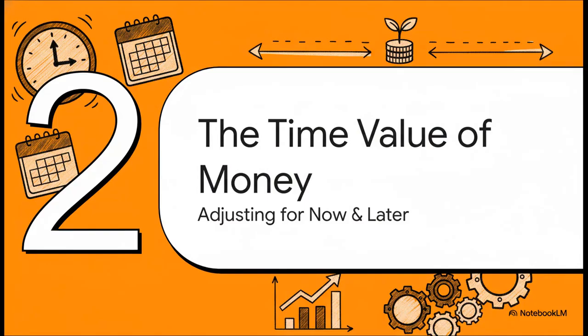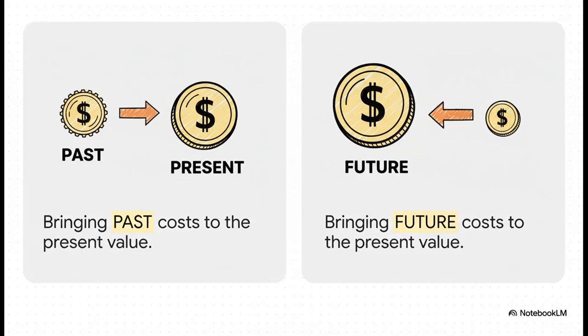Now, here's where it gets really interesting. Cost isn't some fixed static thing. It actually changes over time. I mean, a dollar back in 2005 is not the same as a dollar today, right? So to make any kind of fair comparison, economists have to adjust for this. And they have two main tools to get everything on a level playing field.